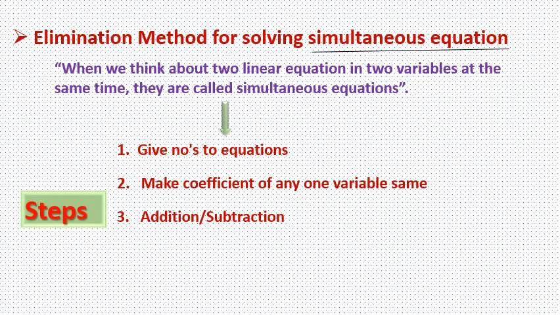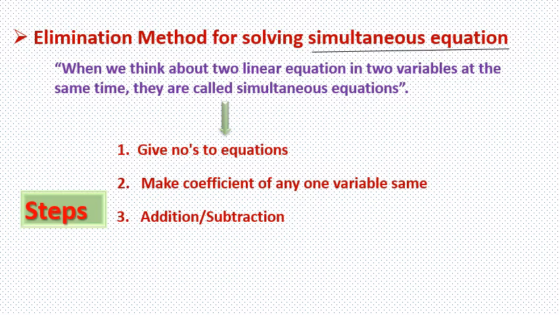So we are learning the elimination method. In the elimination method we do addition or subtraction to eliminate a variable. We eliminate one variable and find the value of the second variable. After getting the value of the second variable, we put that value in equation number 1 or equation number 2 to get the value of the first variable. So by doing addition or subtraction, we can eliminate one variable.